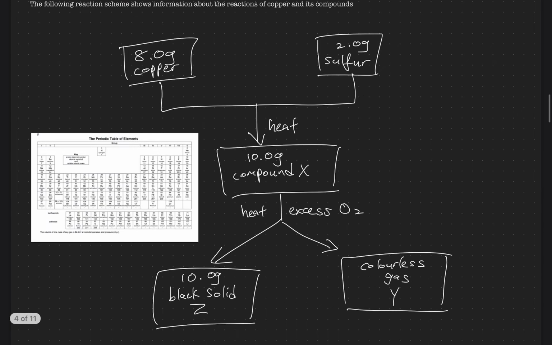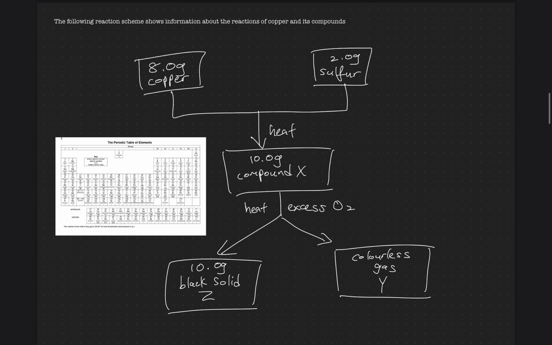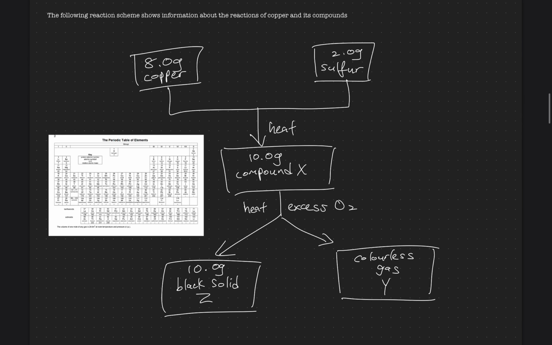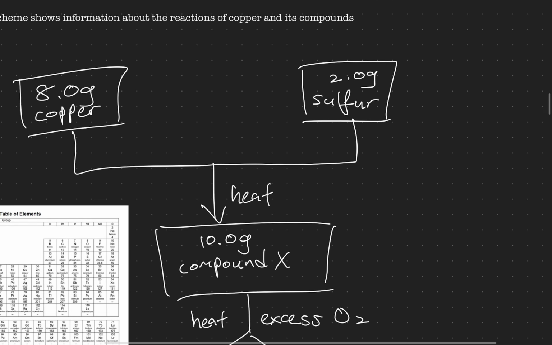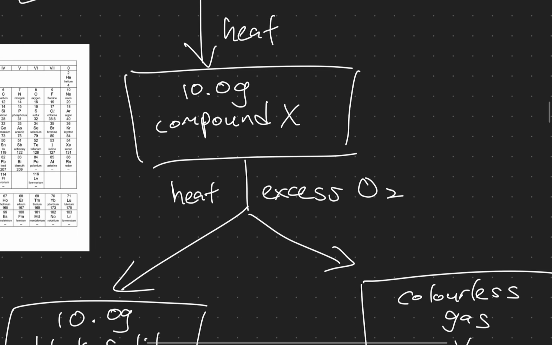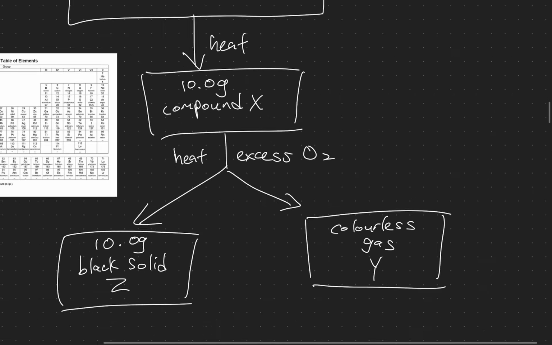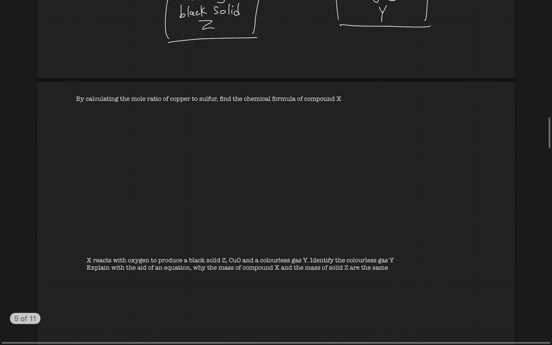Moving on. Alright, over here we have a diagram. The following reaction scheme shows information about the reactions of copper and its compounds. So over here we have 8 grams of copper reacting with 2 grams of sulfur with heat, and that forms 10 grams of compound X. Okay, so let's work on that first. By calculating the mole ratio of copper to sulfur, find the chemical formula of compound X.